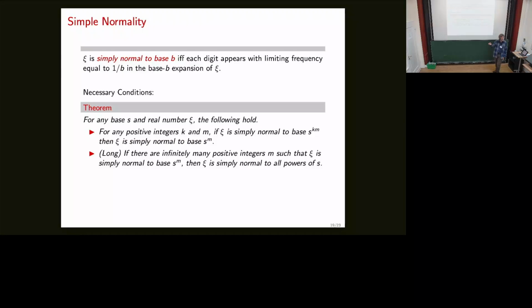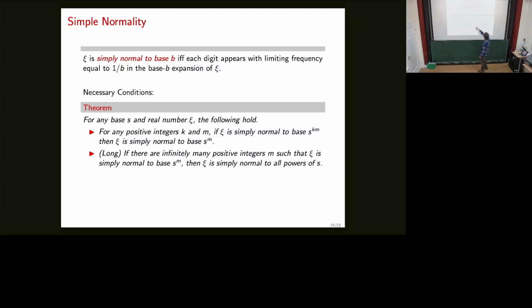The kind of theorem you might look for is, let's look at not normality, but simple normality, and see how it works. So C is simply normal in base B. This is the reminder: every digit occurs with limiting frequency 1 over B in the base B expansion of C. Okay. So to be simply normal and to analyze simple normality, right?